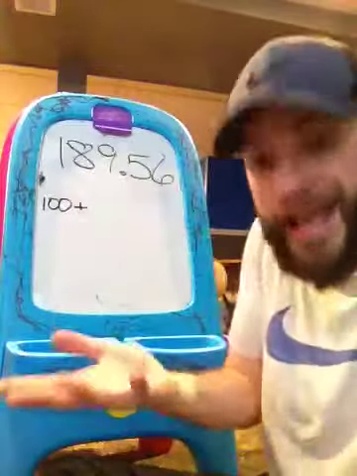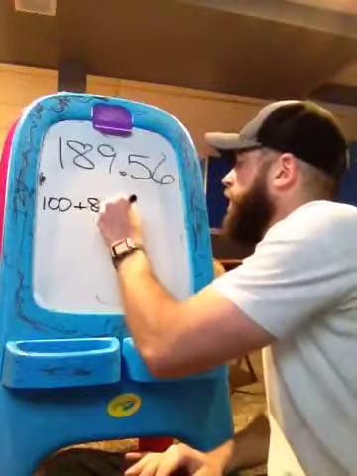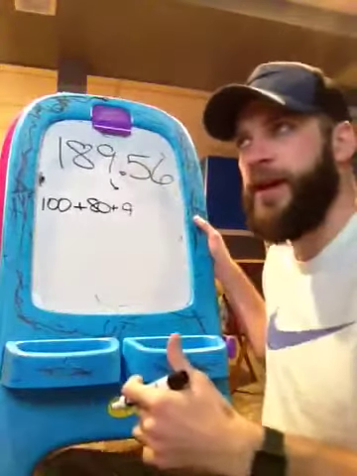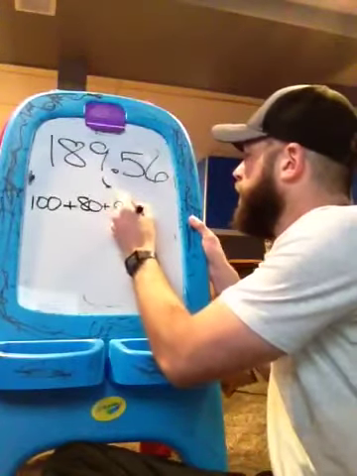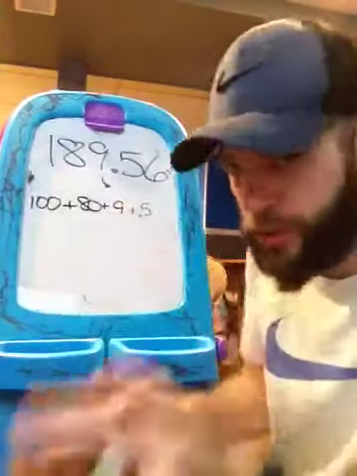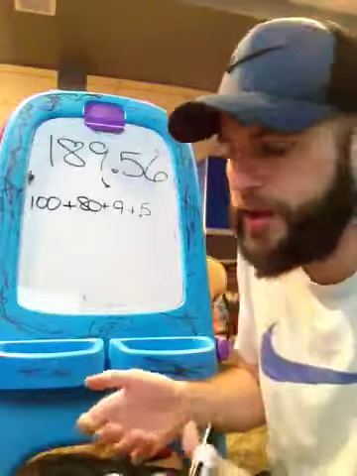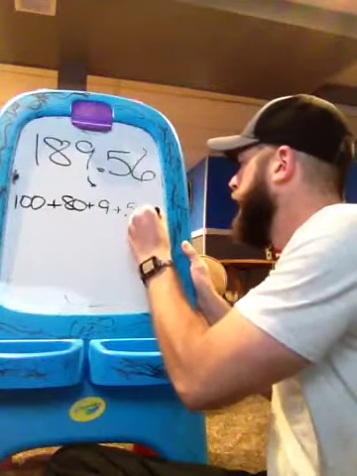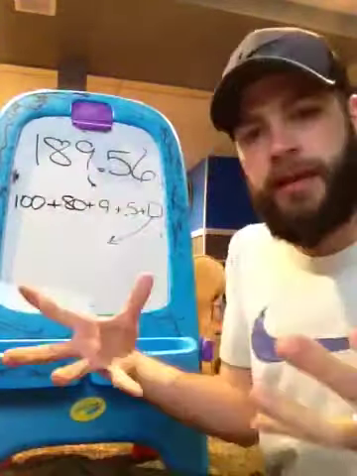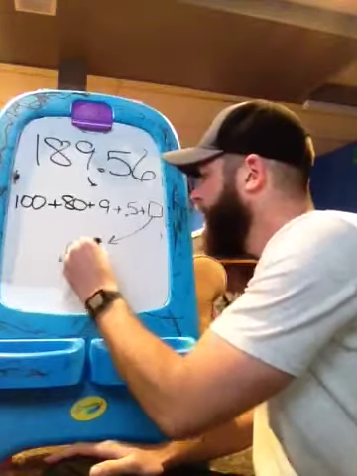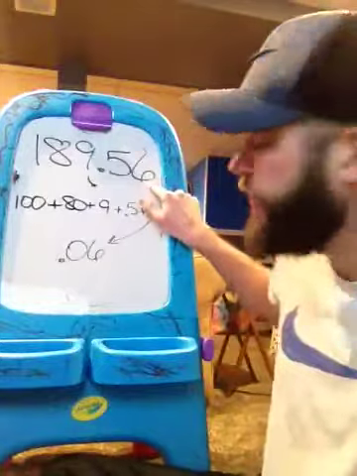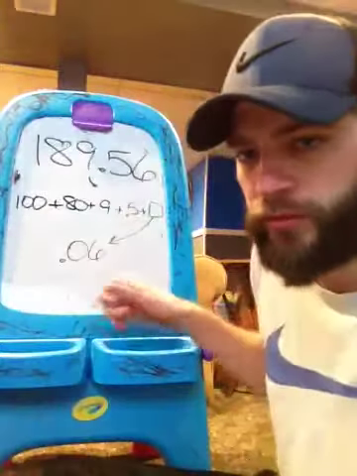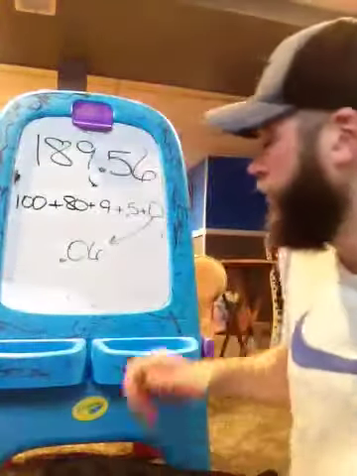That 8 is 8 tens, which is 80. That 9 is 9. That 5 is 5 tenths. Remember, you could put 0.5, you could put 0.5. The 0 doesn't necessarily matter. And then I'm going to make this look real professional and squeeze. Just going to make it look larger. 0.06 because it's 6/100ths. So 100 plus 80 plus 9 plus 5/10 plus 6/100ths. Cool? Perfect? Wonderful? Great?